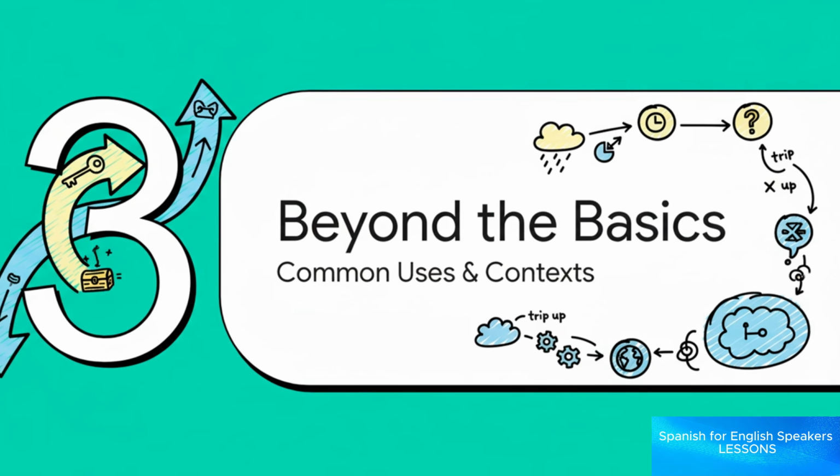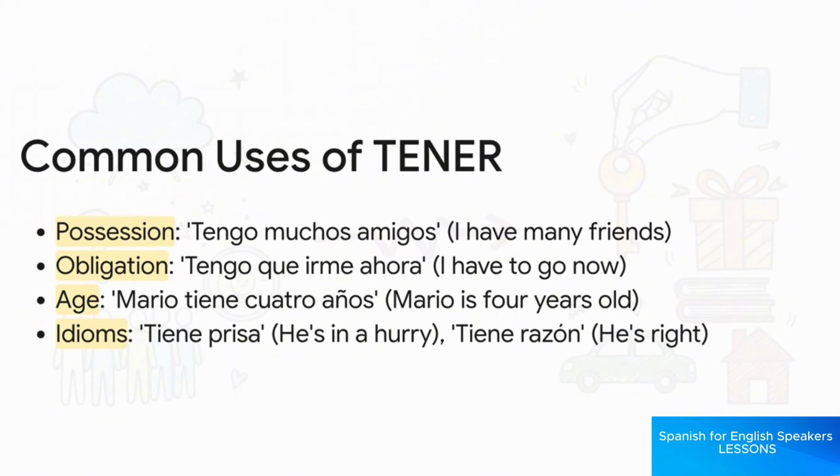But language is never that simple, is it? So let's look at some of the other common uses that tend to trip people up. Tener is a real workhorse. That idea of possession gets stretched to cover more abstract things. You can have friends, you can have an obligation. That's where we get the super common phrase tener que, meaning to have to do something.